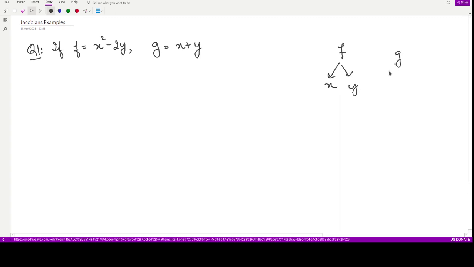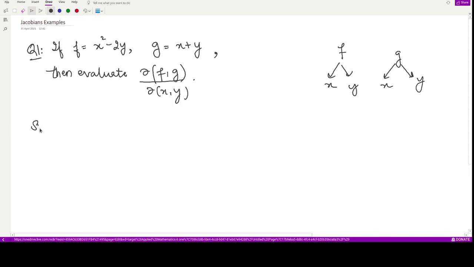So the first question, for the first example, where we are required to calculate the Jacobian, that is, if f is given to be x square minus 2y and g is given to be x plus y, these two functions are given, so that means f is a function of x and y and g is also a function of x and y, then they are saying evaluate del f comma g by del x comma y. So this is the question.